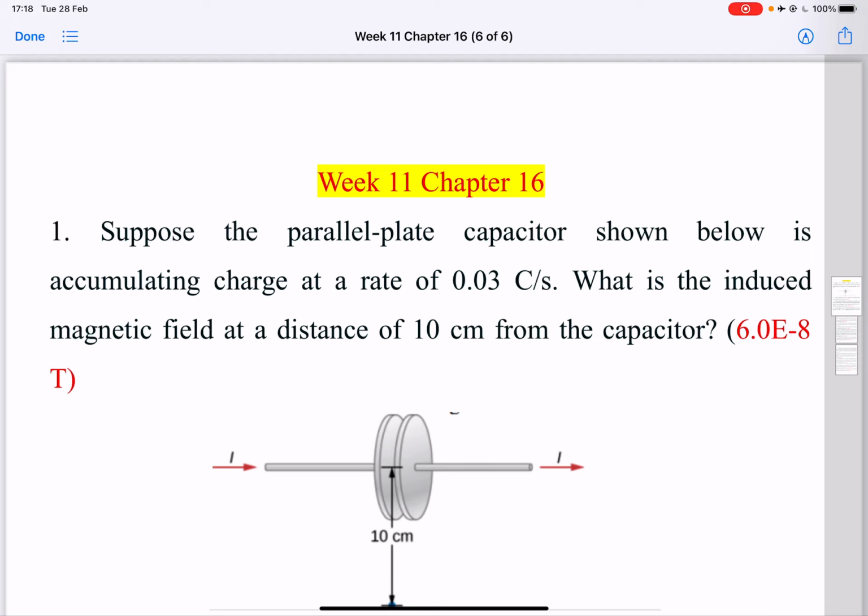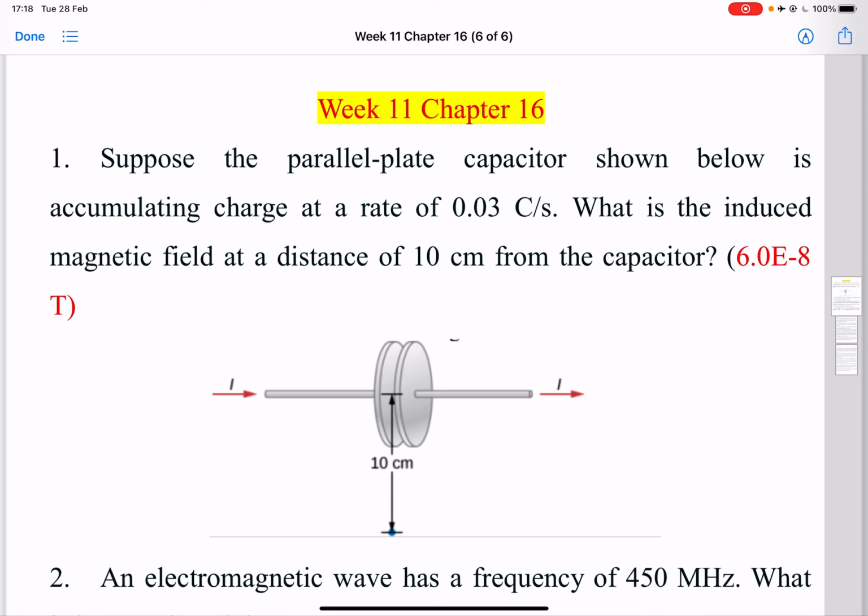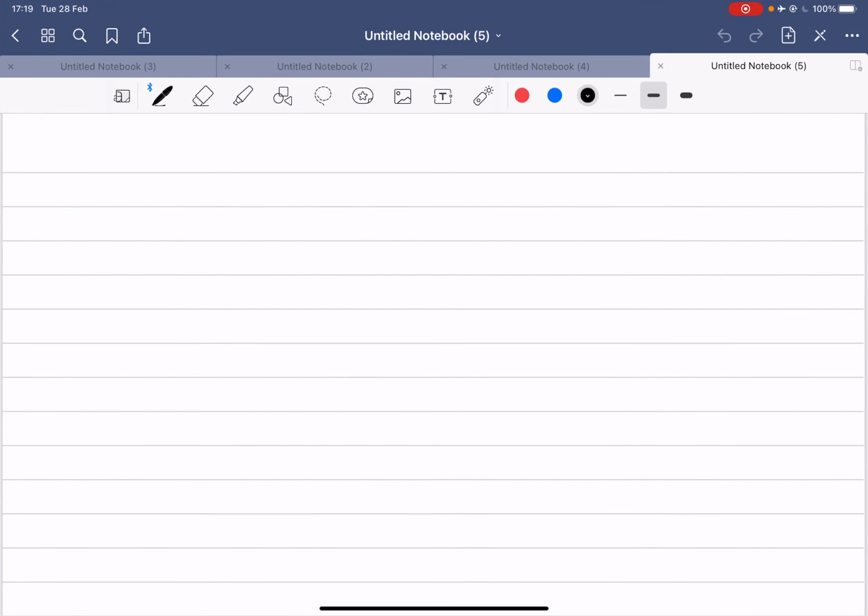Here we have problem number 1 from chapter 16. So we have the charge at rate is given. What is the induced magnetic field at a distance of 10 centimeters from the capacitor? Okay, so let's write down the given values.